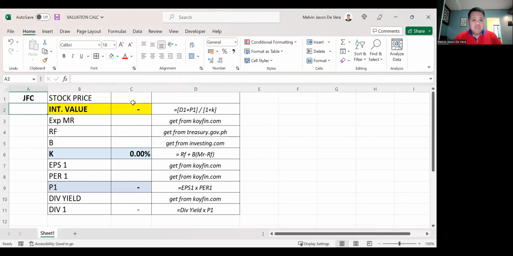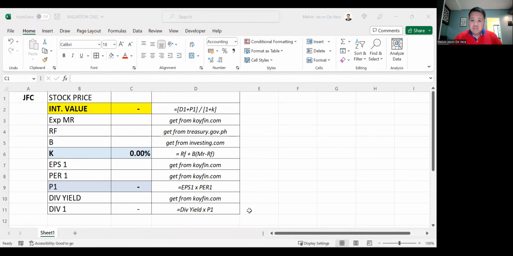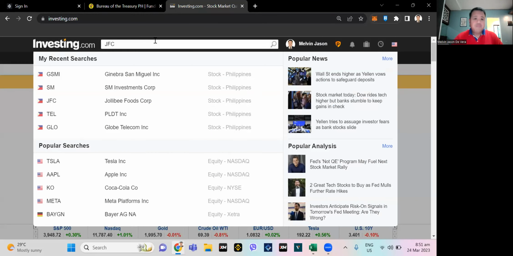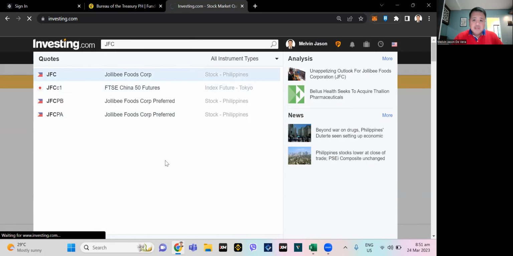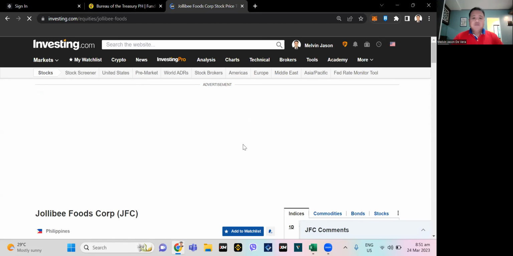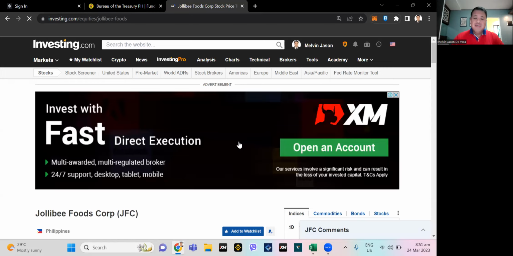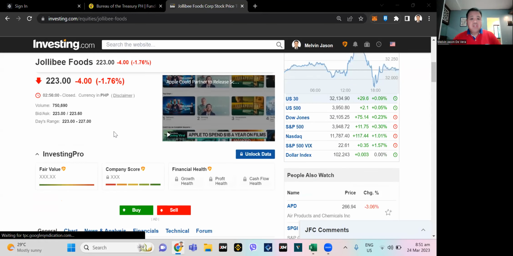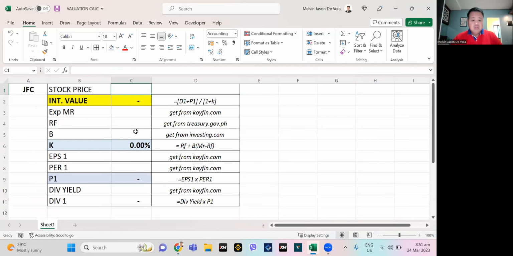So we look at the price of Jollibee right now. So we go to the, okay, let's go to the website. Here you go. So investing.com, I'm going to type Jollibee here. All right. Loading. All right, there you go. So I'm going to scroll down. That's 223. So I'm going to put that here, 223.